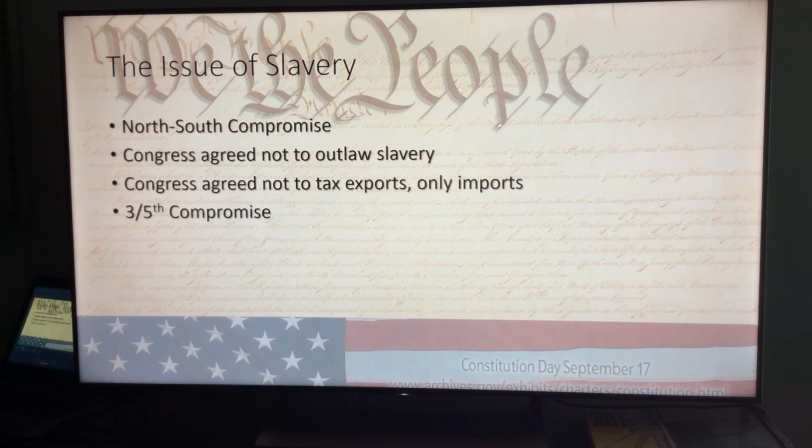And the 3/5 Compromise. Slaves being counted as 3/5 of a person in order for representation. So that's the middle ground. Both sides got the 3/5 Compromise.